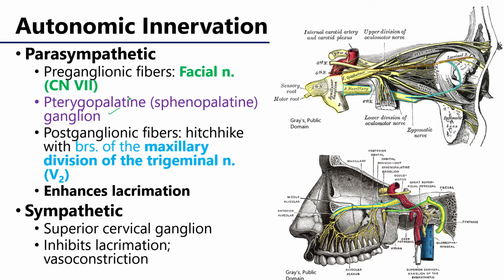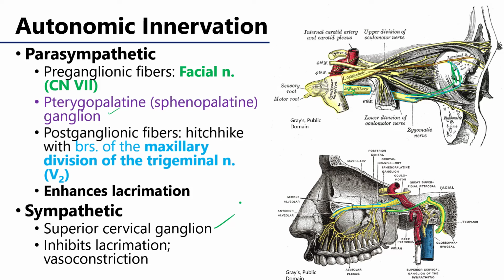postganglionic fibers are going to hitchhike with branches of V2, namely the zygomatic nerve. And those fibers are then going to distribute themselves either directly to the gland or up to the lacrimal nerve to be distributed to the gland. Whenever there's parasympathetic stimulation, the lacrimal gland secretes lacrimal fluid. On the sympathetic side, the fibers that innervate the gland come from the superior cervical ganglion, much like all of the sympathetics to the head.